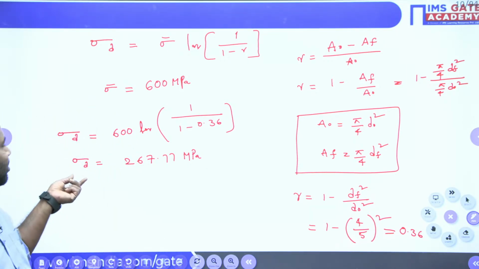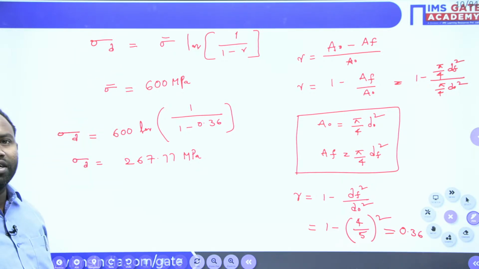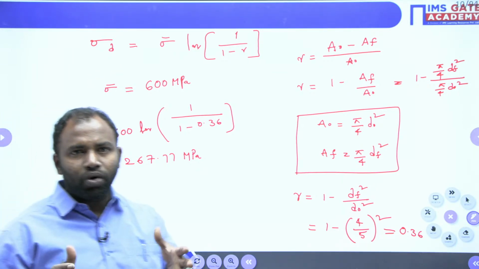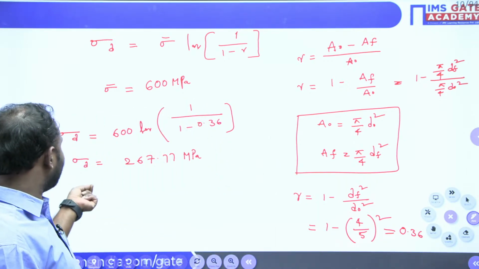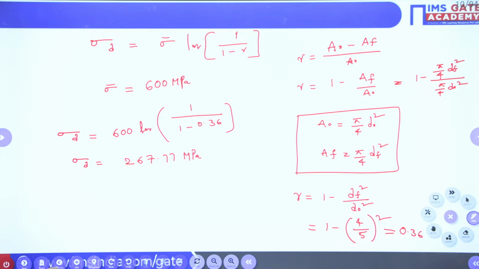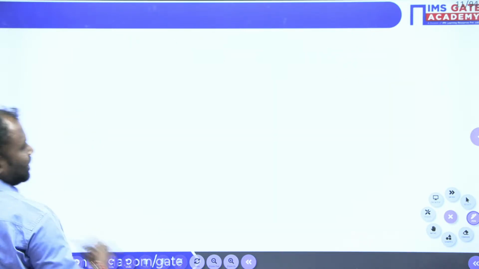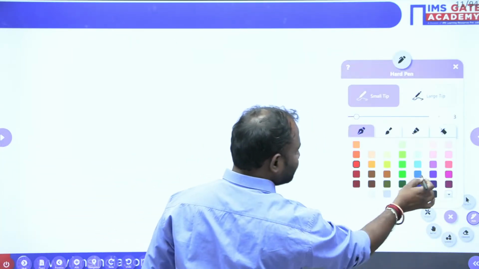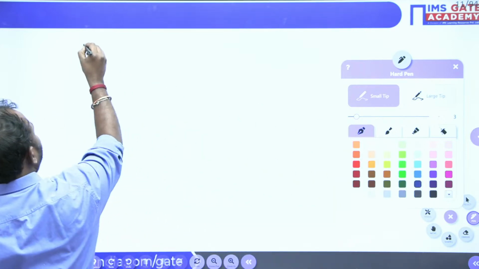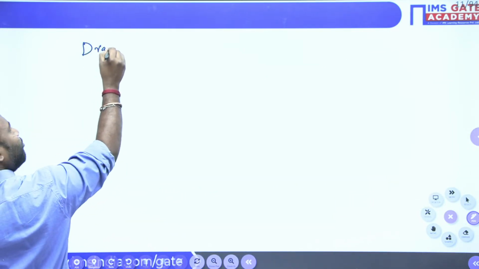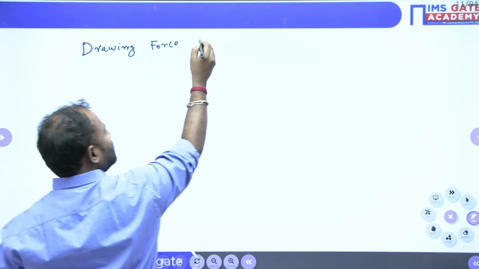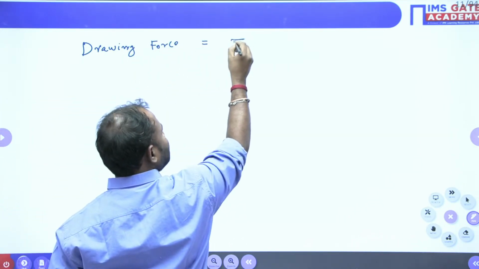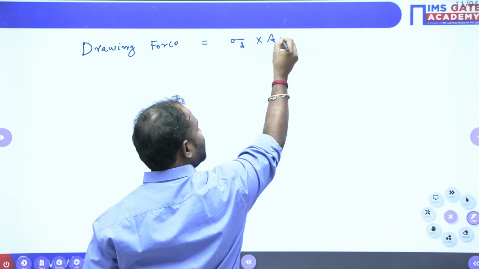Now we have found the drawing stress. Now what is the drawing force? We have to calculate it, because power equals force into drawing velocity. That is the reason why we have to calculate the drawing force. Now let us go to the next slide. Drawing force is equal to drawing stress into final cross section area.